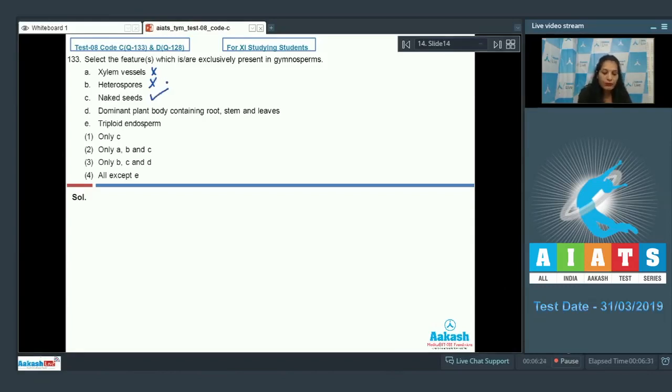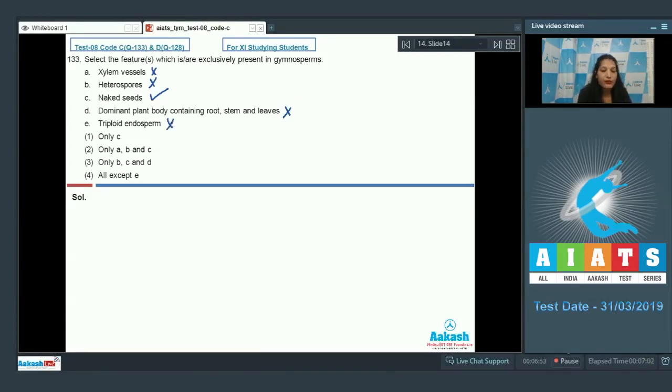Naked seeds. Yes, gymnosperms have naked seeds because they lack fruits. So these seeds are not enclosed in the fruits, they have naked seeds, and it is the characteristic feature of gymnosperms. D. Dominant plant body. No, the dominant plant body called sporophyte, which has true root, stem and leaves, is also seen in pteridophytes as well as angiosperms.